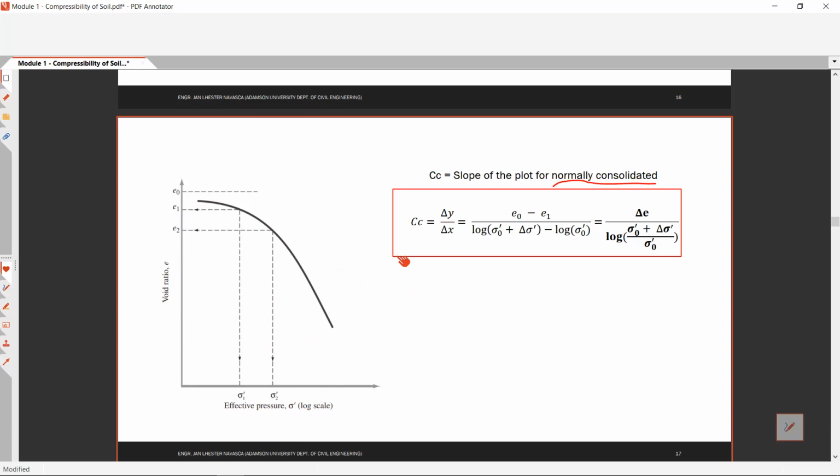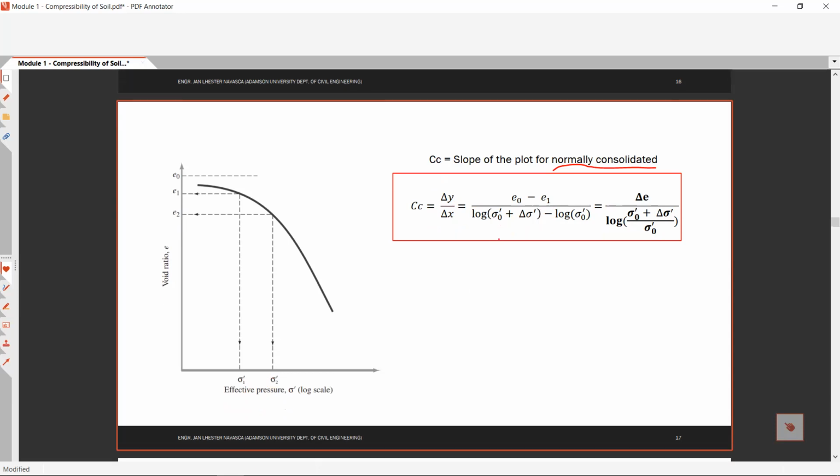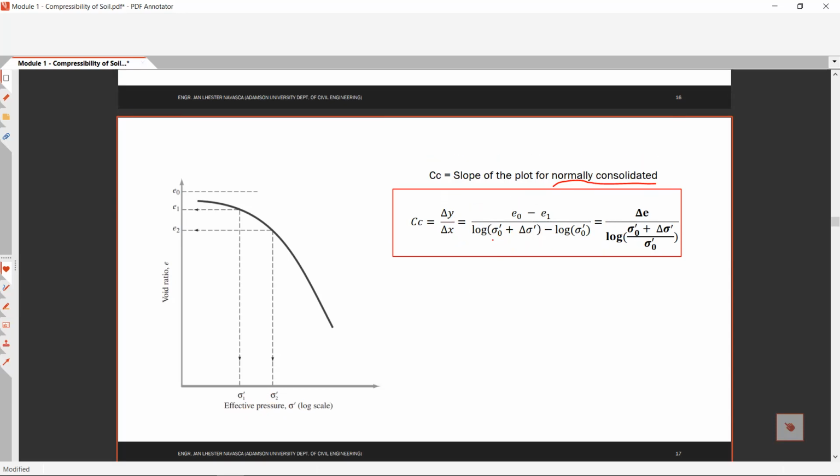Okay. So, syempre, the C sub C or the compression index is change in Y over change in X. So, change in Y is E sub 0 minus E sub 1 over change in X, that is log of change in sigma or change in effective stress plus the original effective stress or overburden pressure.